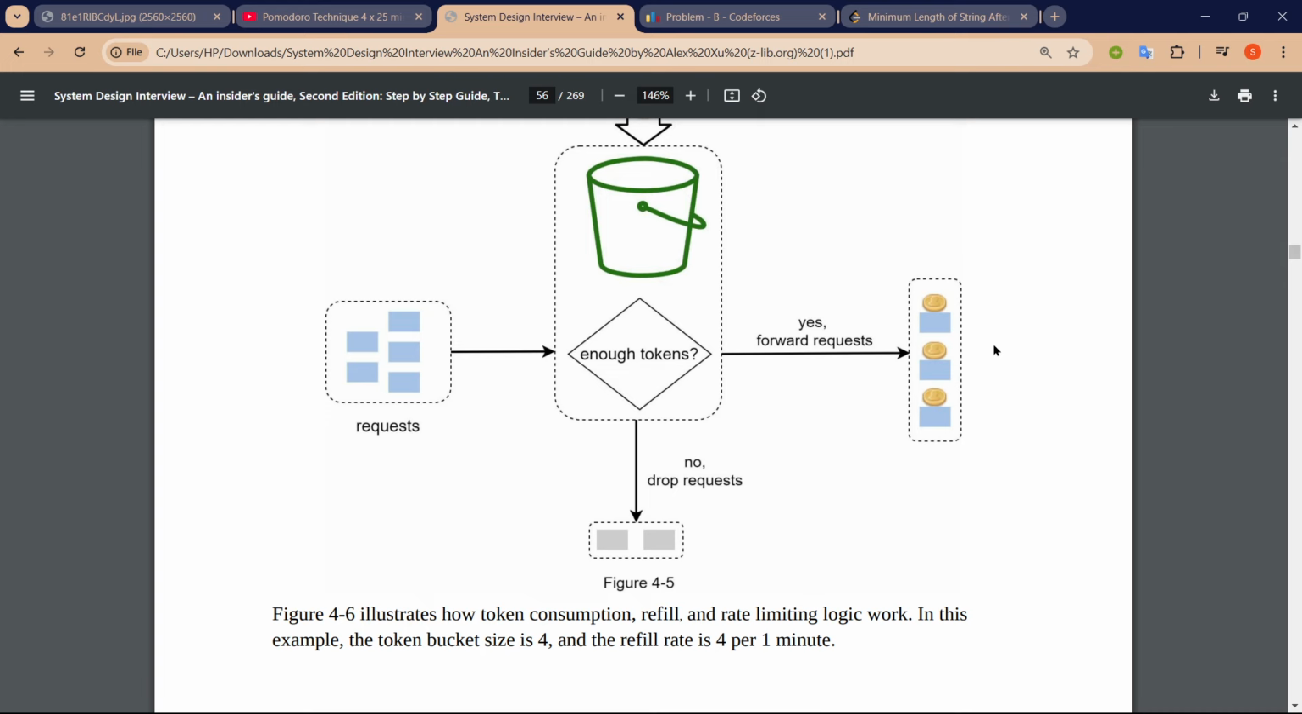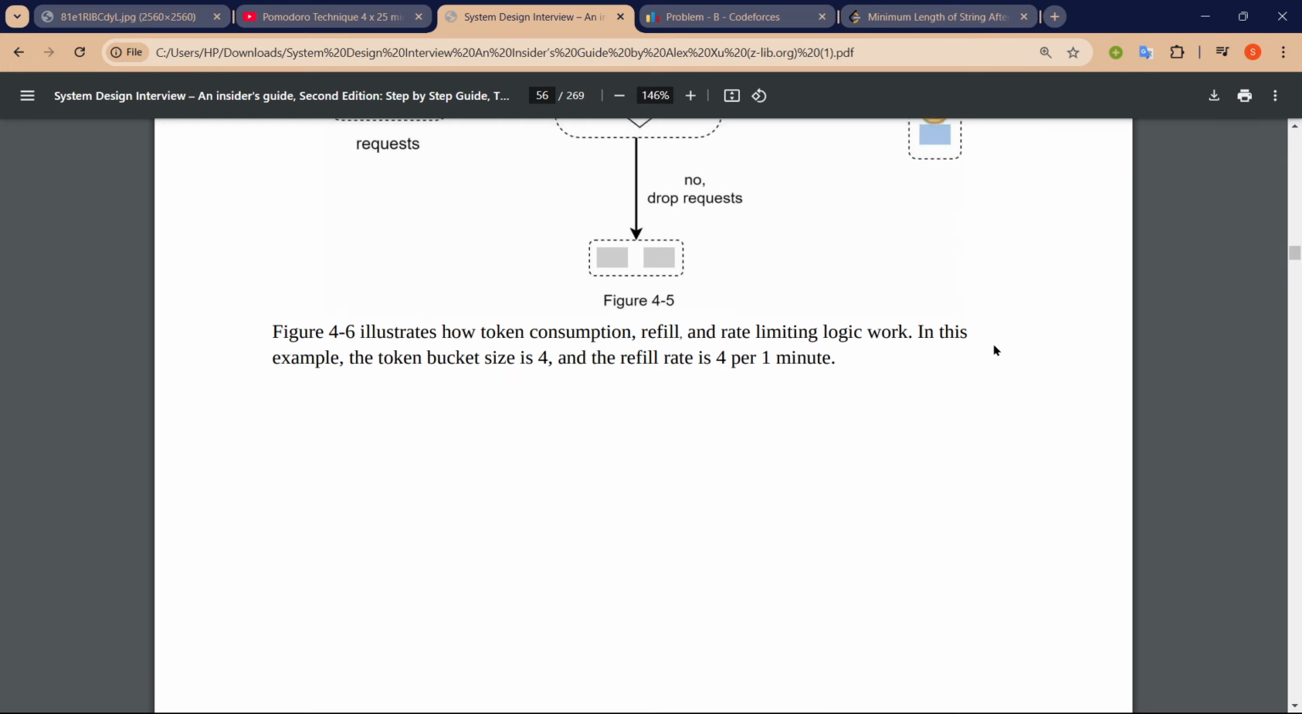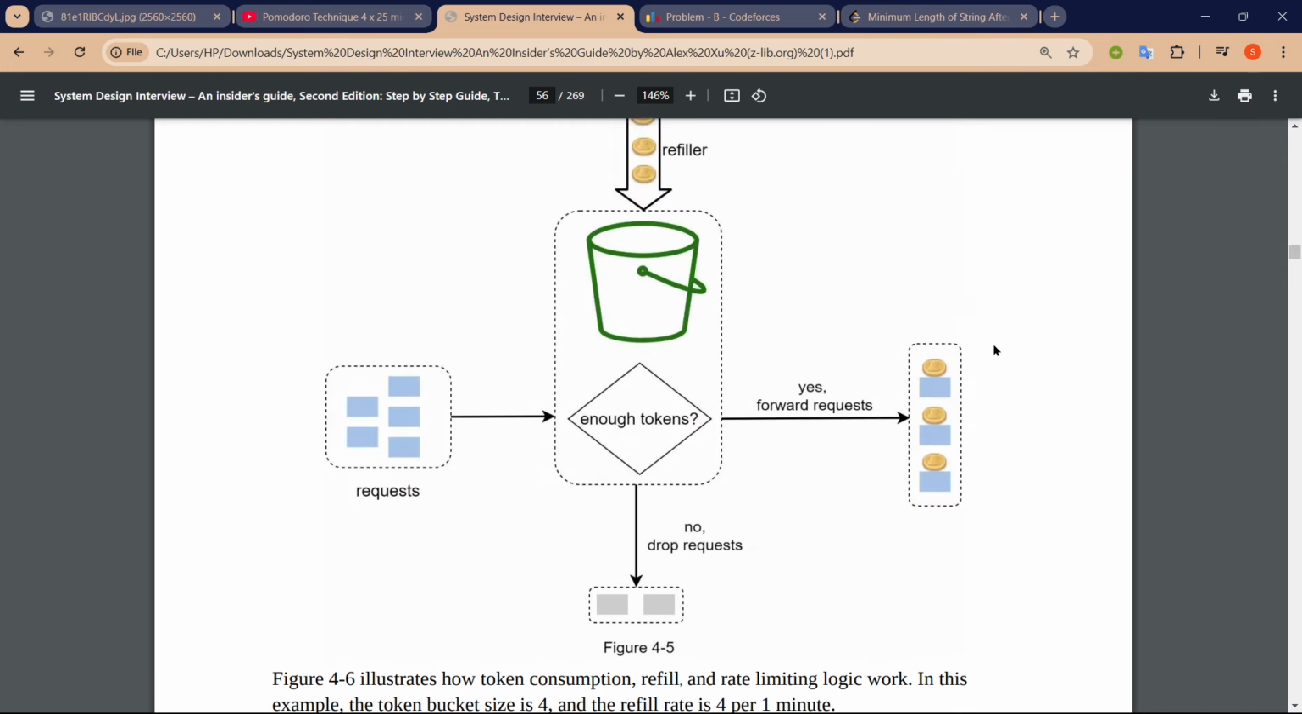So if there are enough tokens, yes, forward the requests, and if there are none, they will just drop the requests. Okay, cool.